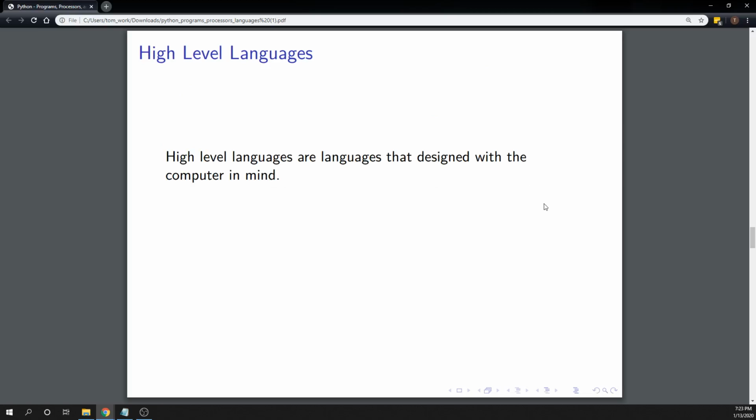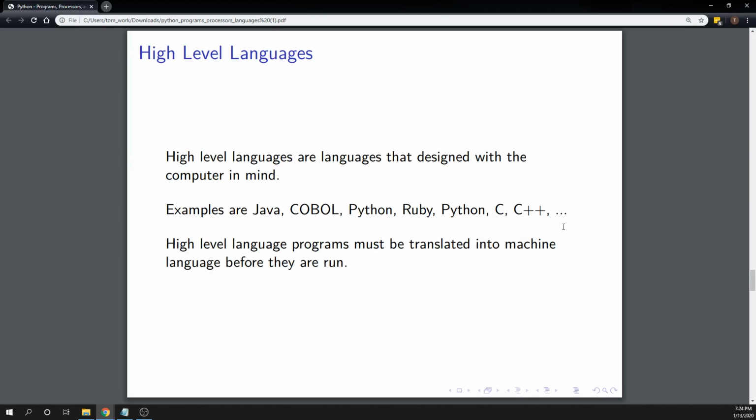High-level languages are languages that are designed with people in mind, right? Not the computer. So examples are Java, COBOL, Python, and any other of the languages that you have probably heard of. So high level languages have to be translated into machine language before they can run, right? Humans don't really want to deal with machine language, but that is the only language that the CPU can understand. Humans would rather program in a high level language. It's just easier for humans to do that. And so there has to be some translation process involved.